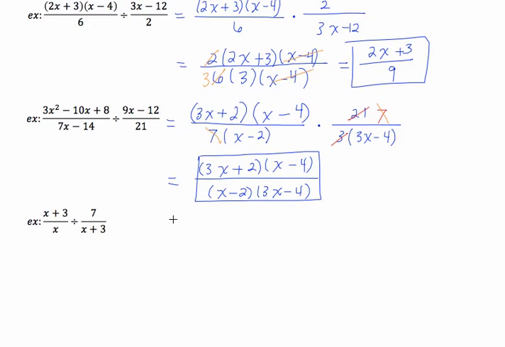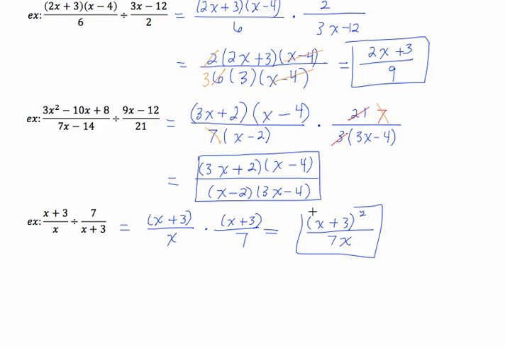And one last one here. Okay, make sure you're trying these on your own first. This one, if you forget to multiply by the reciprocal first, you might try to cancel those x plus 3 factors. But don't forget to multiply times the reciprocal of the second fraction. And as you see, the x plus 3's are both in the numerator, so they don't actually cancel. So that can be written as x plus 3 all squared over 7x.